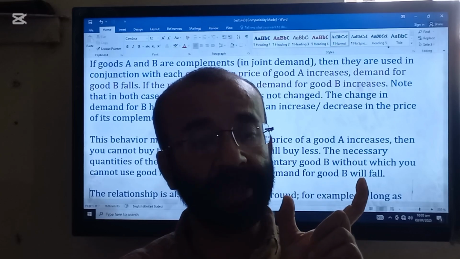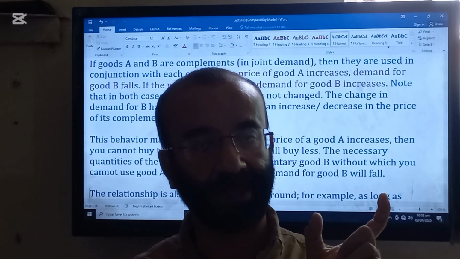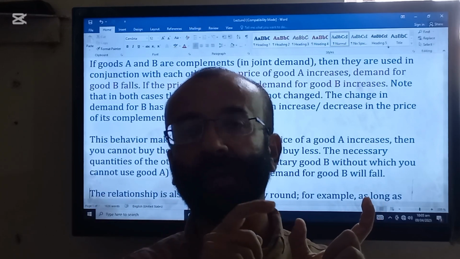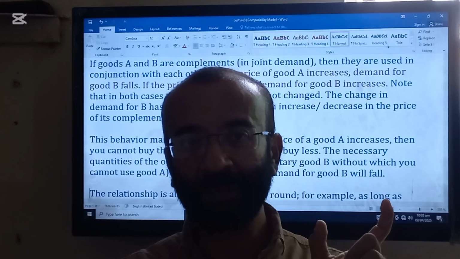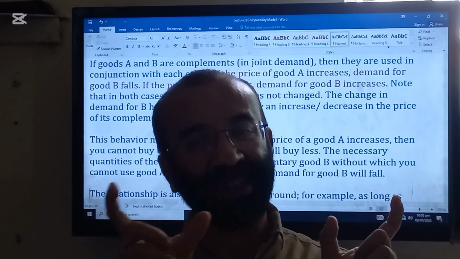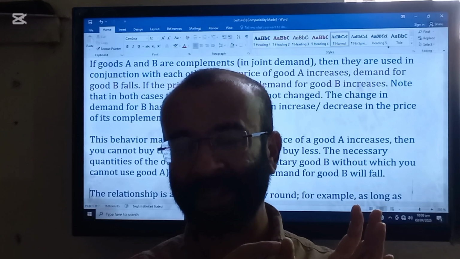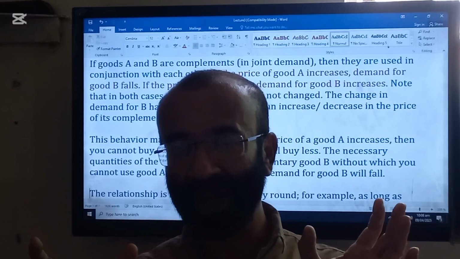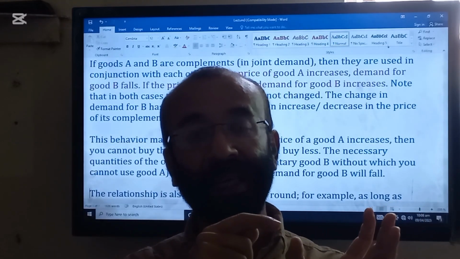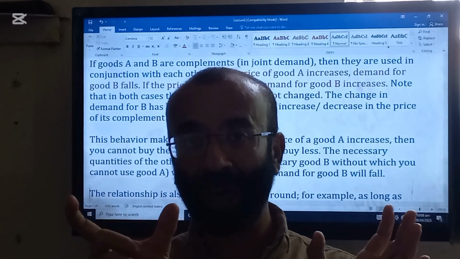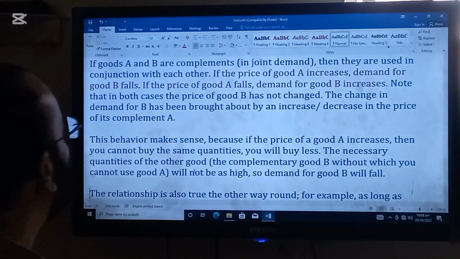So if the price of the rackets is increasing, demand for the shuttles will get less, and if the price of the rackets is decreasing, rackets will be in more demand, and due to this shuttles will be in more demand. So if the prices of rackets are decreasing, the demand for the shuttles will get more. If the price of the rackets is increasing, the demand for the shuttles will get less. So this is the point which we are going to discuss now.